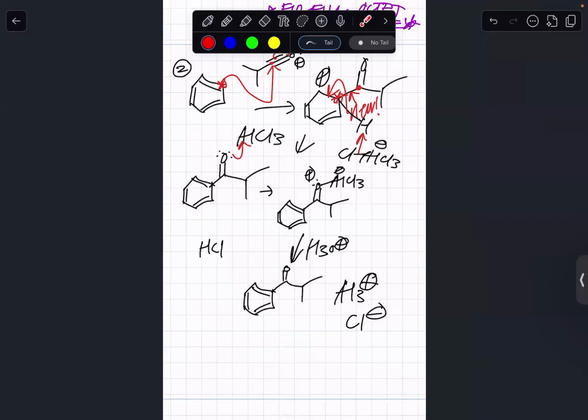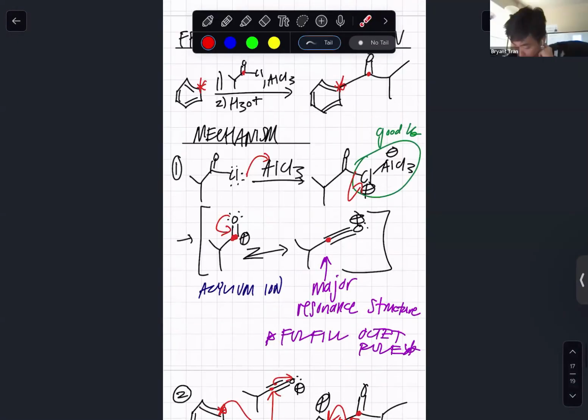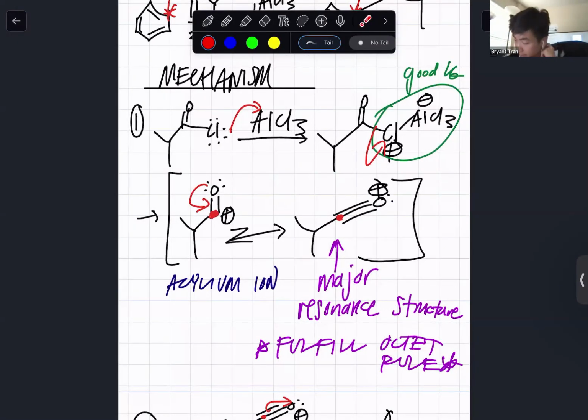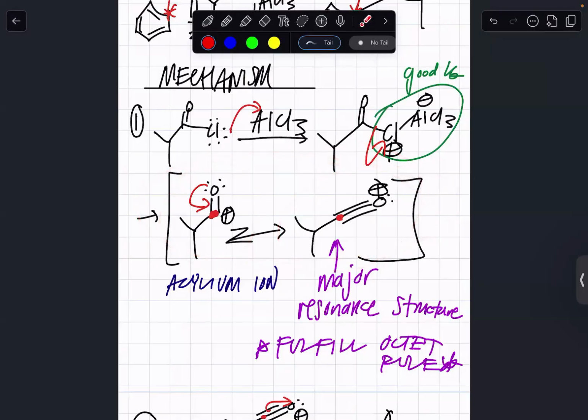Okay. Could you just quickly talk over what happened after the, what was it, the acylium ion? I got kind of lost. Oh yeah, after the acylium ion right here? Yes, sorry. Yeah. So do you know how we formed the acylium ion here and the difference between these 2 resonance structures?